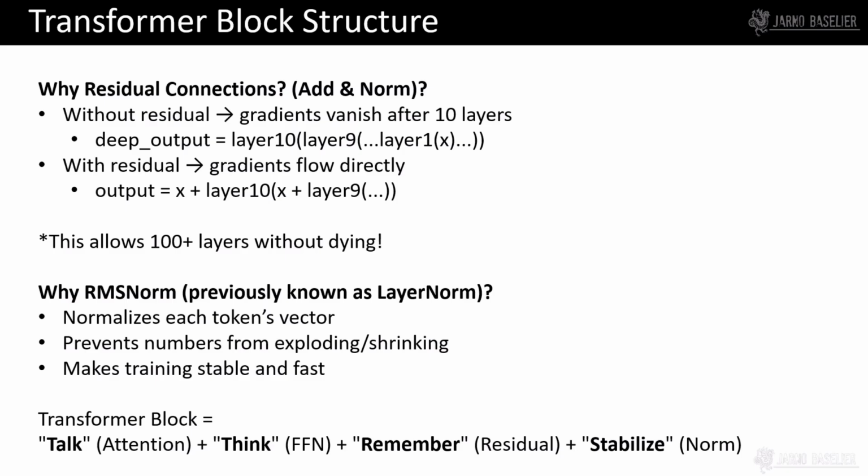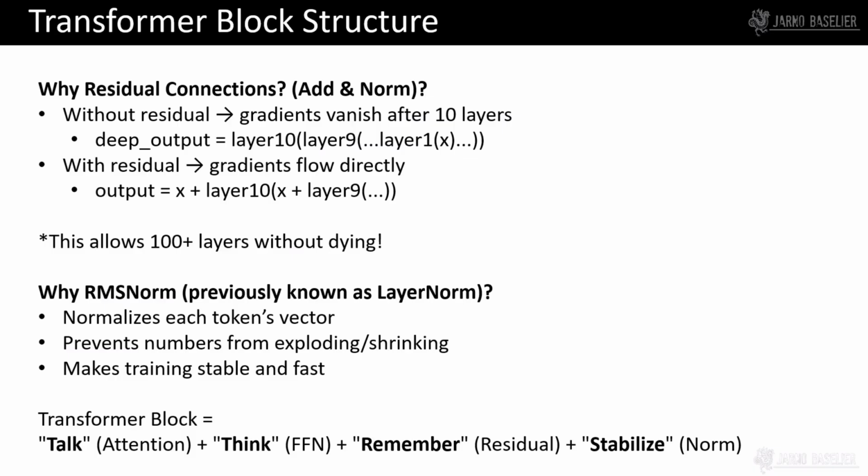Why residual connections? Why add and norm? Because without residuals, gradients vanish after 10 layers. Deep output is layer 10, where layer 9 and all the layers are within this. And with residuals, gradients flow directly, where the output is the same as the input plus the things it has learned. And this allows for more than 100 layers without dying.